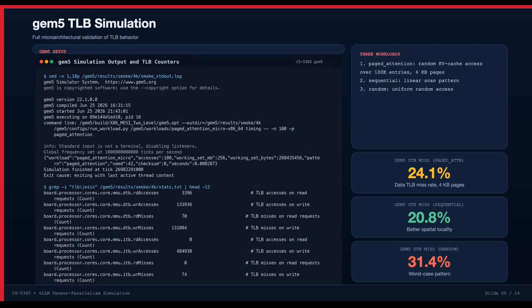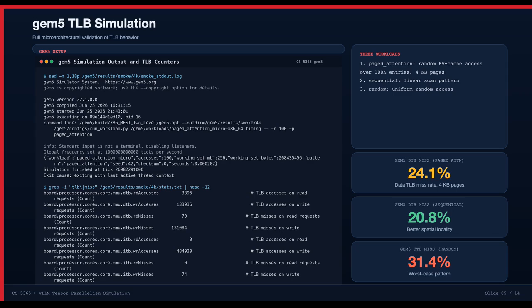So moving on to the gem5 TLB simulation. gem5 independently validates the SimPy findings using microarchitectural simulation at cycle-level detail on an x86 MESI two-level board. The terminal output visible on this slide shows the gem5 simulation running inside a Docker container. The workload is PagedAttention micro executing on the x86 64 timing model with 100 memory accesses and a 256 megabyte working set.